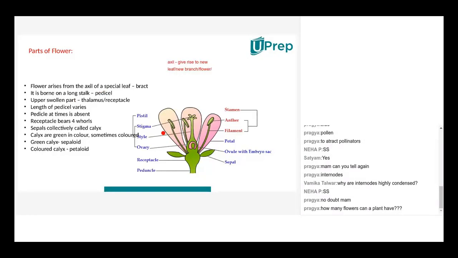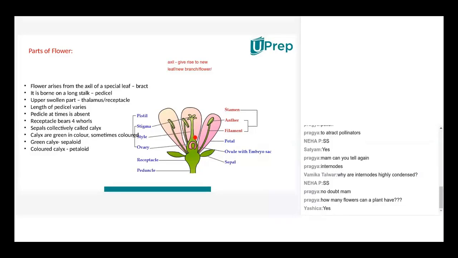So now this portion is called the... Yes, Pragya? Ma'am, how many flowers can be there in a single plant? It depends from species to species. A plant can have one flower, a plant can have multiple flowers. It depends from time to time. And maybe, if it's a rose plant, a rose plant can have 5 to 6 flowers at any point in time. But one stalk will have one flower. One flower will have one stalk only.